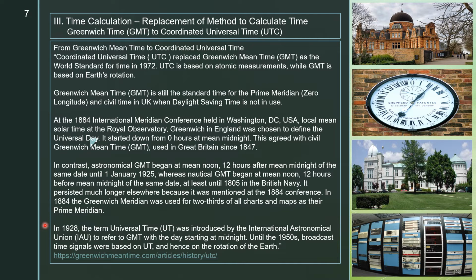In 1928, the term Universal Time, or UT, was introduced by the International Astronomical Union, IAU, to refer to GMT with the day starting at midnight. Until the 1950s, broadcast time signals were based on UT and hence on the rotation of the Earth.